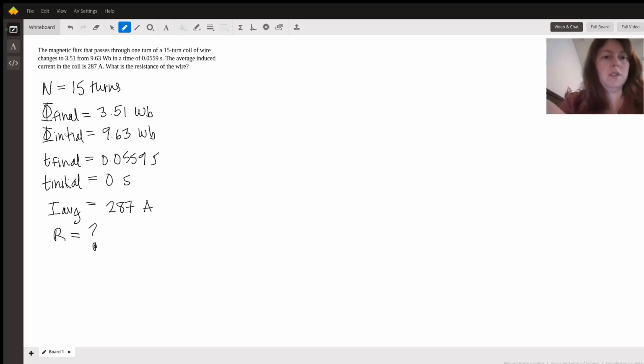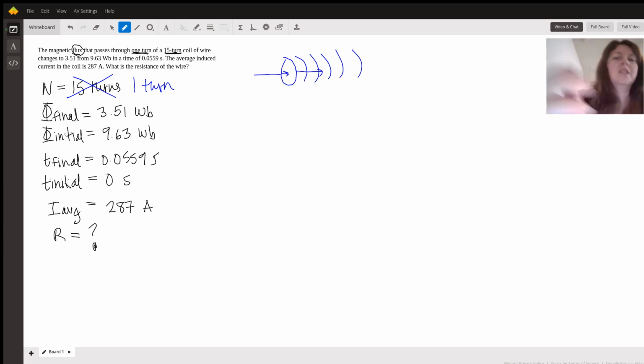So we want to know, what is the magnetic flux that passes through one turn of a 15-turn wire. I think that's key right there. The magnetic flux is only passing through one of the turns. So instead of having 15 turns here, it needs to be one turn. It's only telling you the flux through one loop, right? It does have 15, but it's only telling you the flux through one loop.